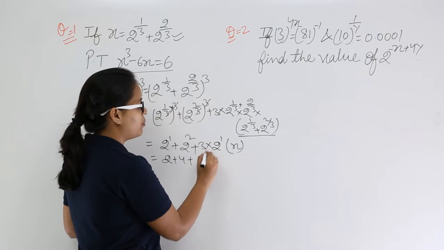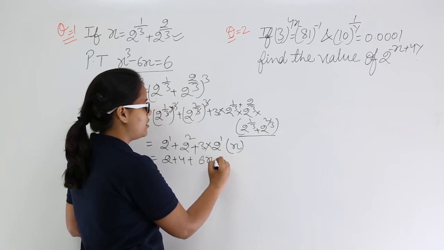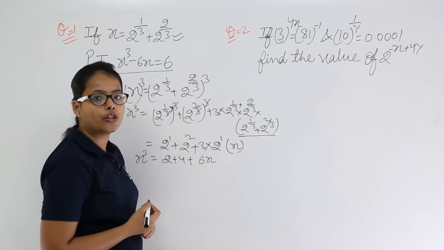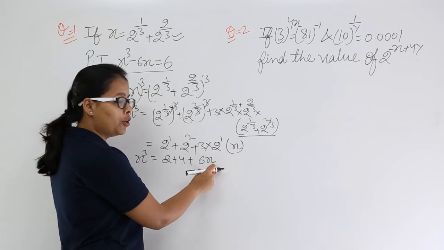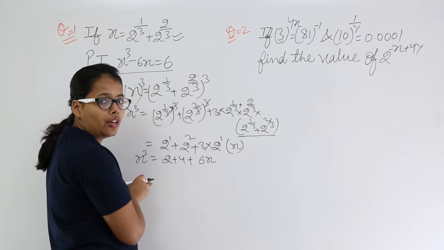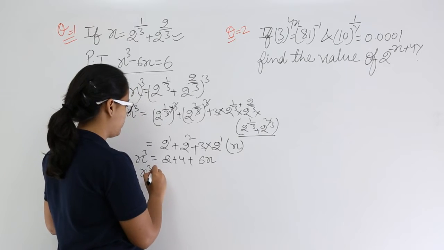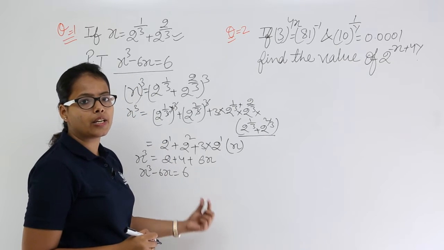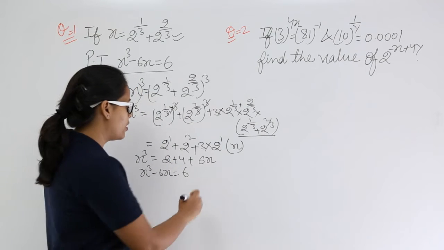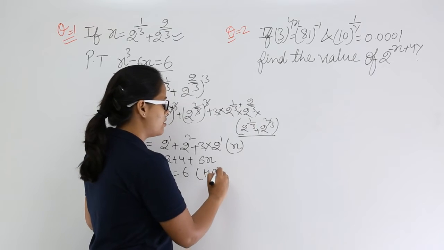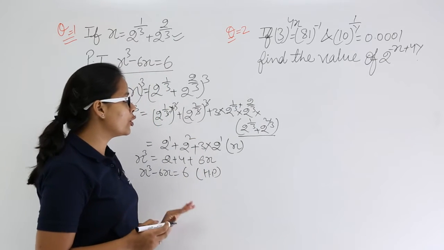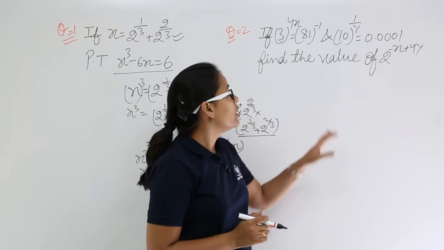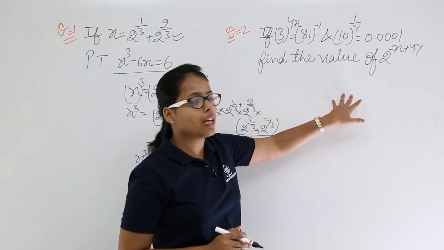2 plus 4 plus 3 into 2, 6x, and this is equal to x cube on your left hand side. Now what you will do? You will bring this value to your left hand side and this will be x cube minus 6x is equal to 6. Hence proved. I hope this should be an easy solution for you. Now let's move on to another problem where these values have been given to you.